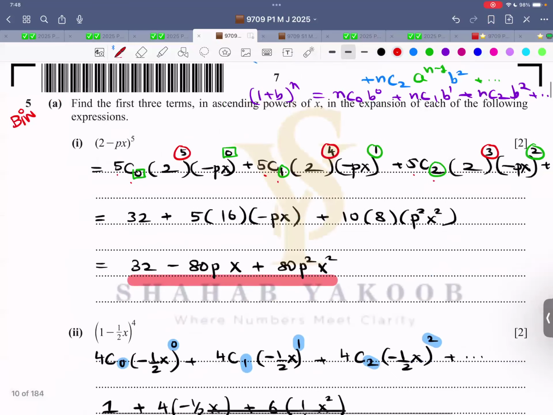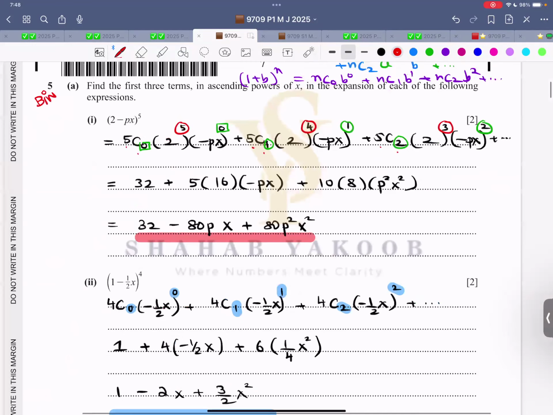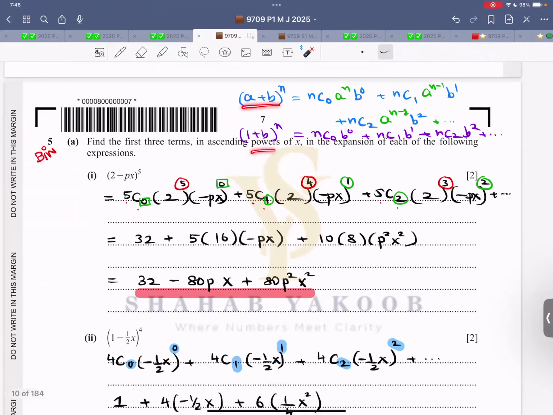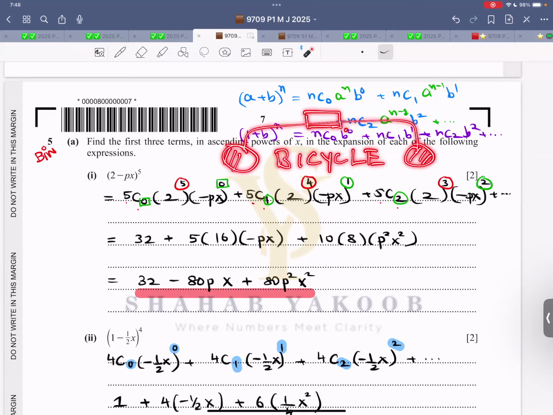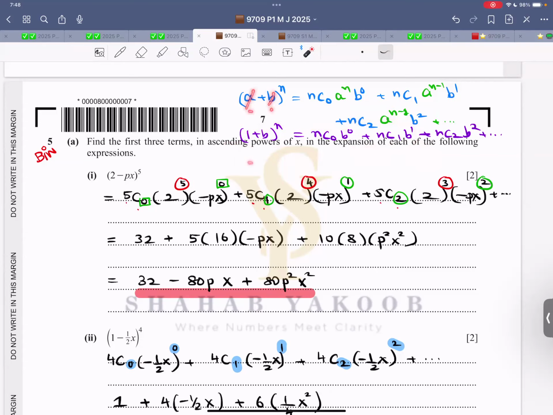There is the binomial. Now it says, find the first 3 terms in ascending powers of x in the expansion of each of the following. Now, these are the 2 formulas that we use. Technically, we can say there is one formula. First of all, why do we call it a binomial? Just like a bicycle, a cycle with 2 wheels. I hope you get the idea. That's a bicycle, binomial, an algebraic expression with 2 terms.